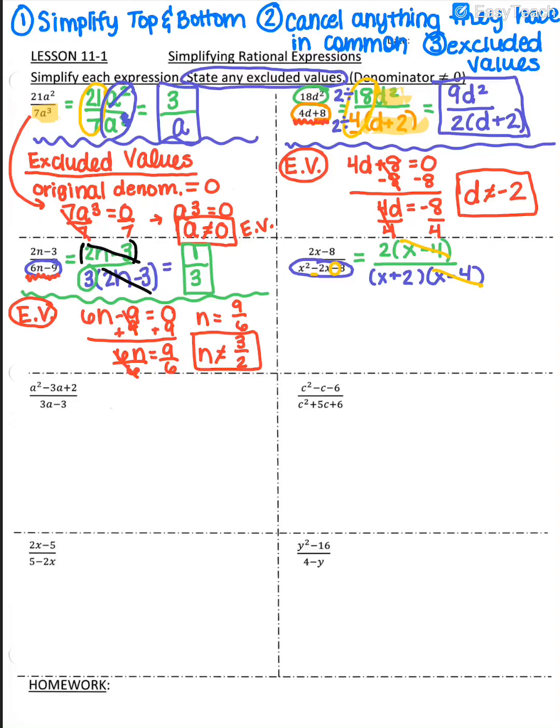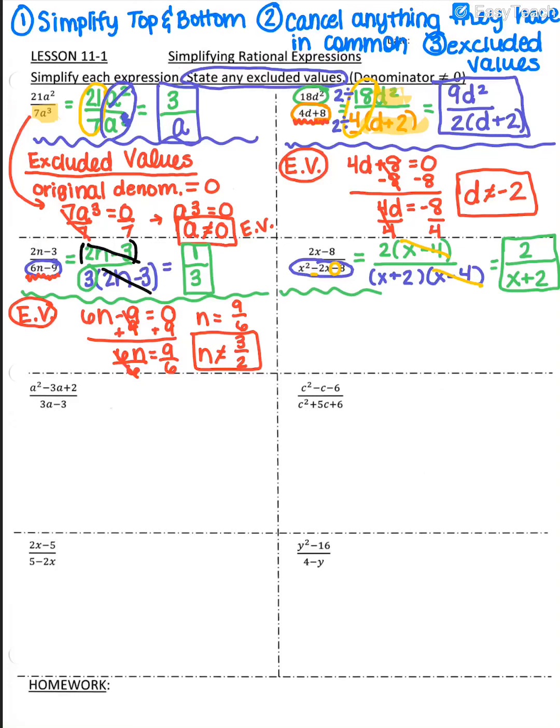So my simplified answer is going to be, let's do green, 2, which is left on the top, and on the bottom I have an x plus 2. You could leave that in parentheses if you'd like. You don't have to though, since it's the only thing on the bottom now, but if you want to leave the parentheses in, it would not be counted wrong.